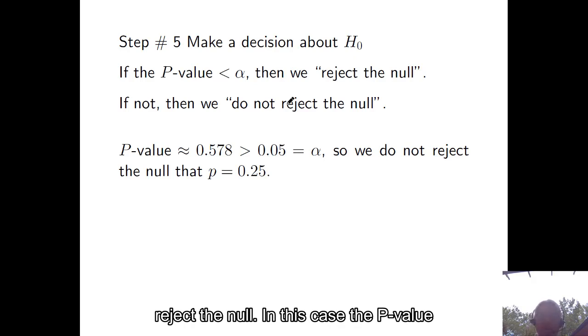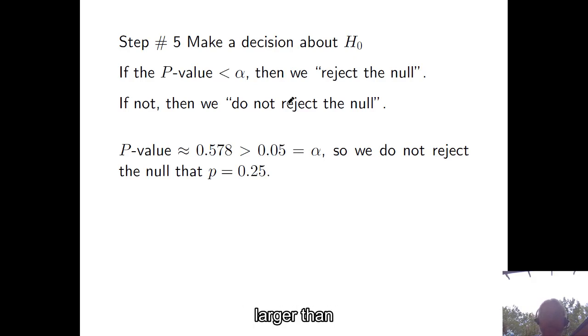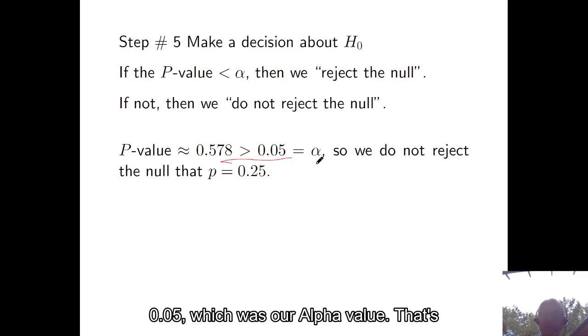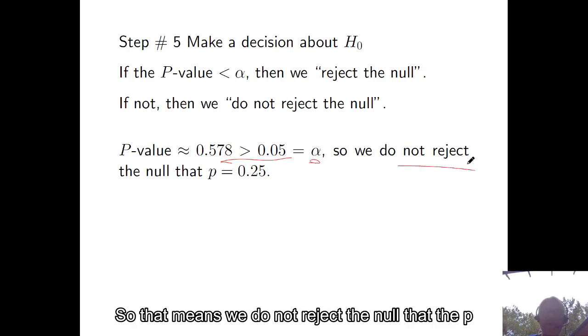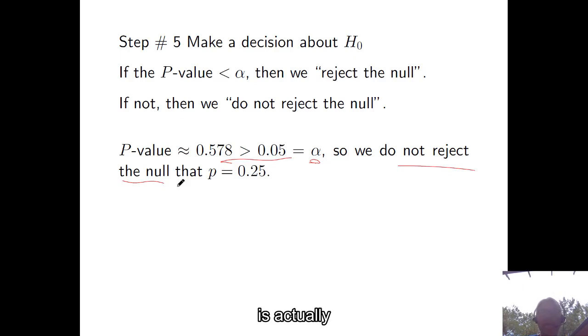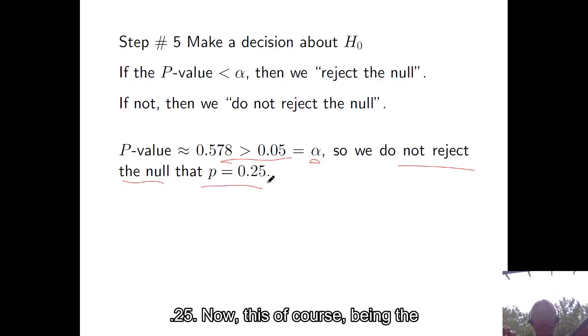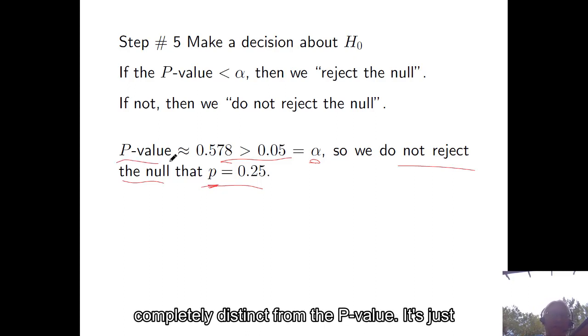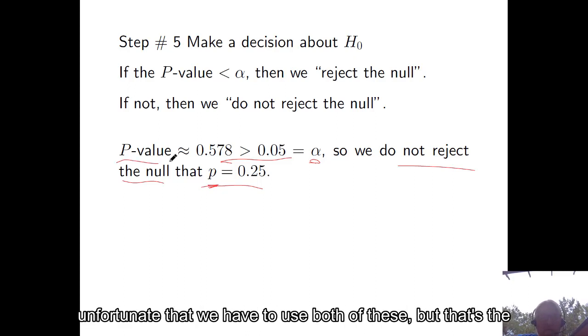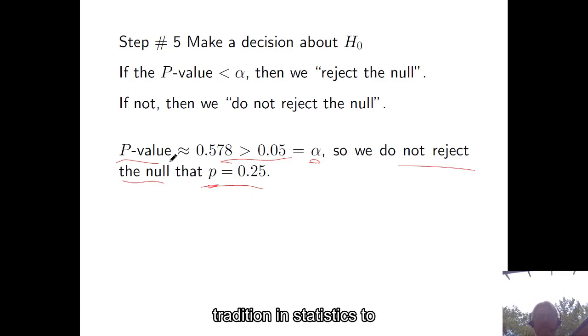In this case, the p-value was about 0.578. It's much larger than 0.05, which was our alpha value. That's sort of our default alpha value. So that means we do not reject the null, that the p is actually 0.25. Now this, of course, being the population proportion p, remember that's completely distinct from the p-value. It's just unfortunate that we have to use both of these, but that's the tradition in statistics, to use the population proportion as a little p.